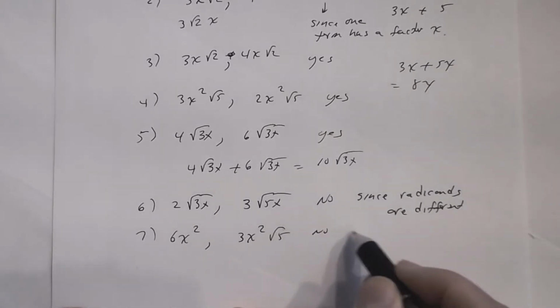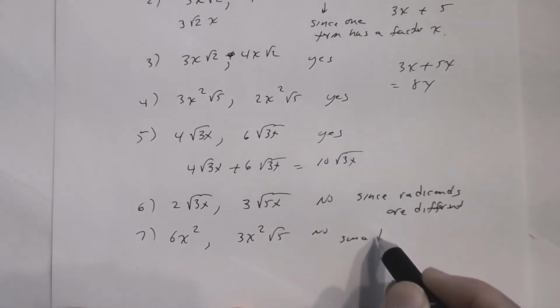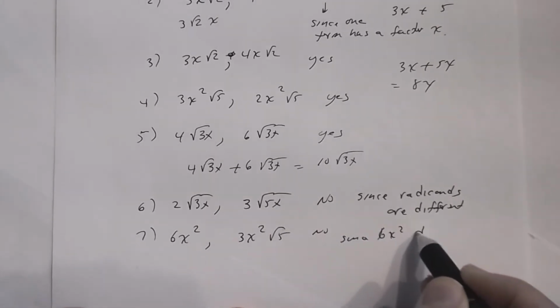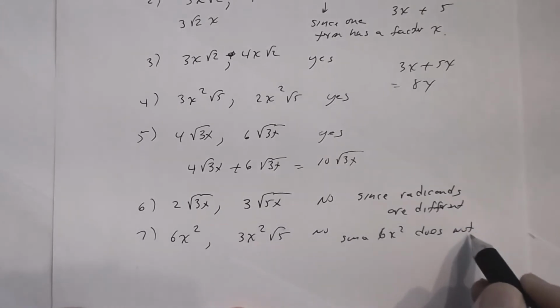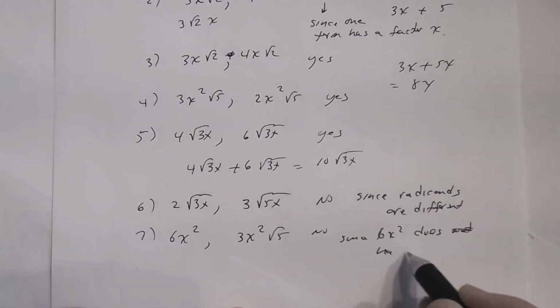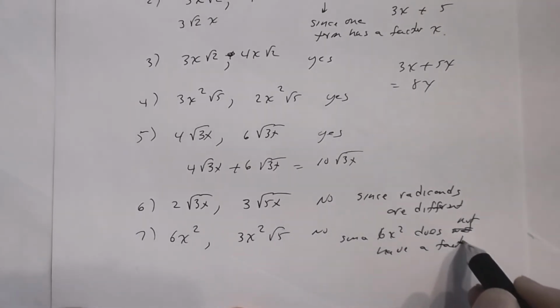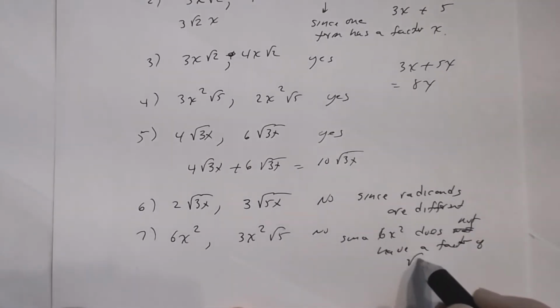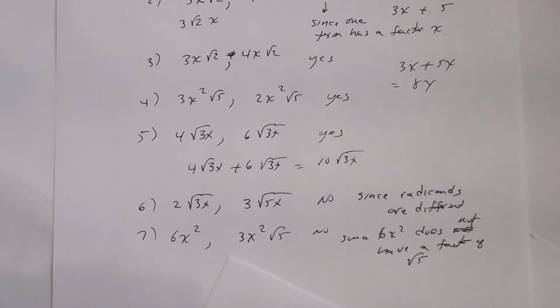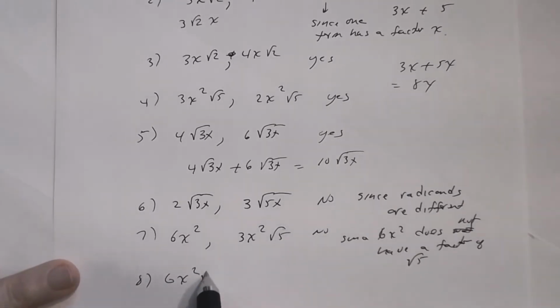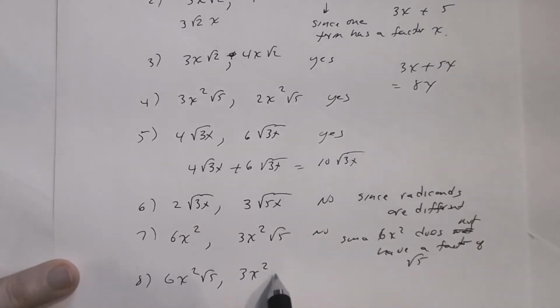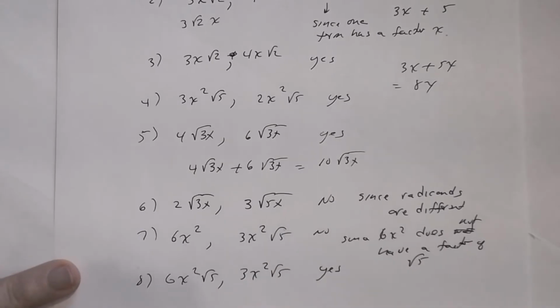So the answer is no, since 6x squared does not have a factor of square root of 5. All right, so those are not like terms. Now if I change it to 6x squared square root of 5, comma, 3x squared square root of 5, then the answer will be yes. Okay, the answer will be yes.